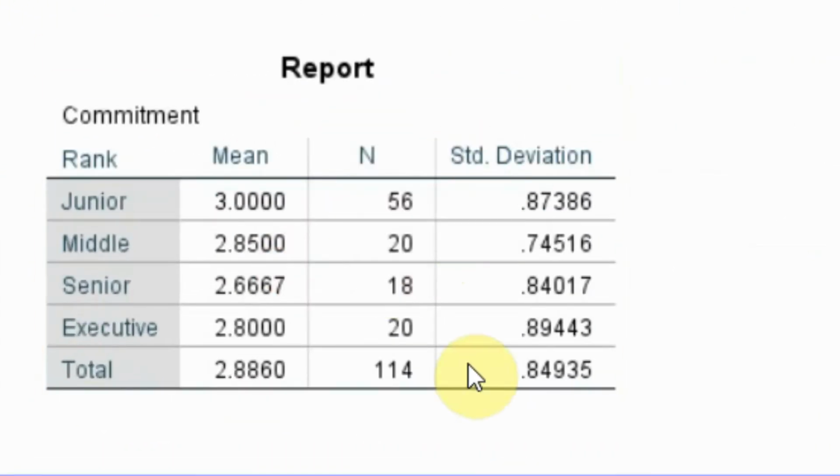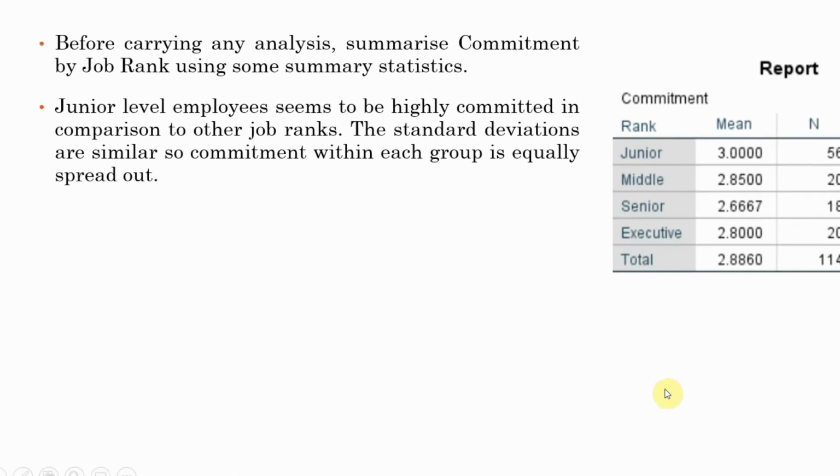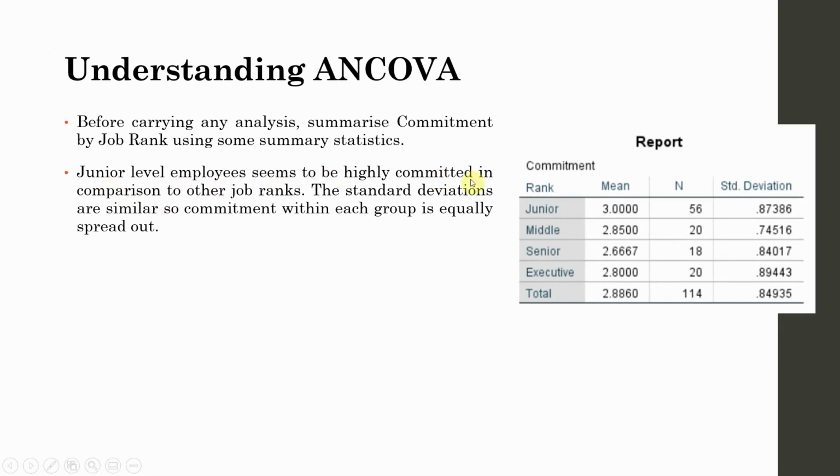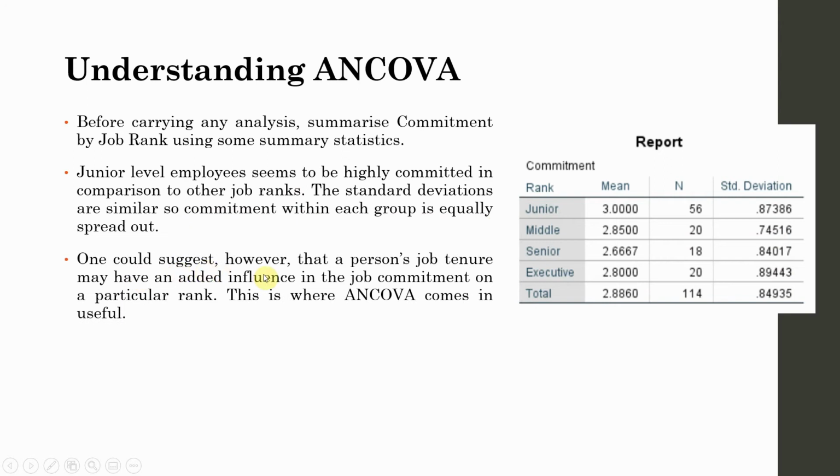Now, how do you interpret this? We're going to go back here. Junior level employee seems to be highly committed in comparison to other job ranks. Look at this. Their mean value is higher in comparison to others. The standard deviations are similar. More or less, they are similar except for this one. So, commitment within each group is equally spread out. One could suggest, however, that a person's job tenure may have an added influence in the job commitment on a particular rank. This is where ANCOVA could come in.